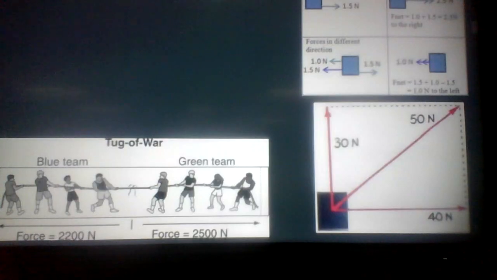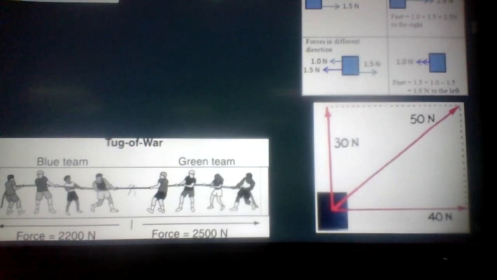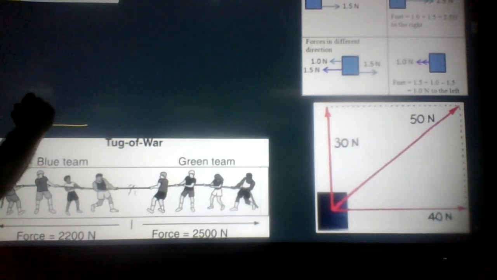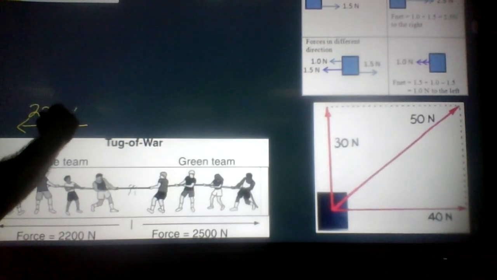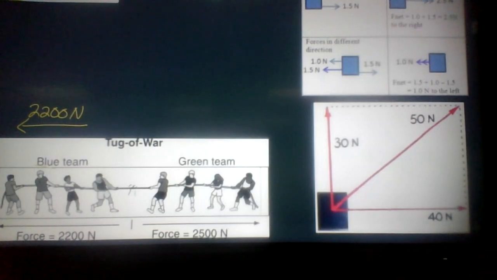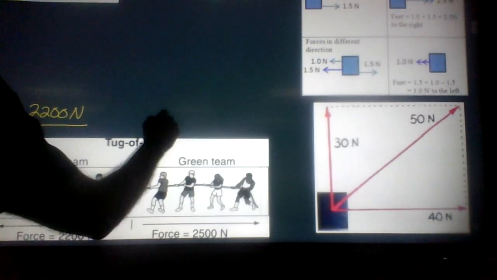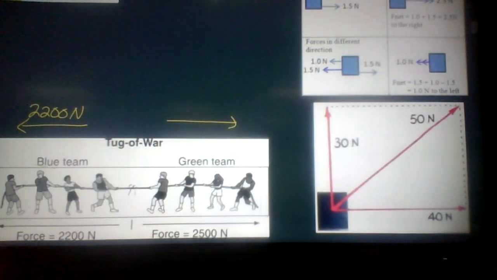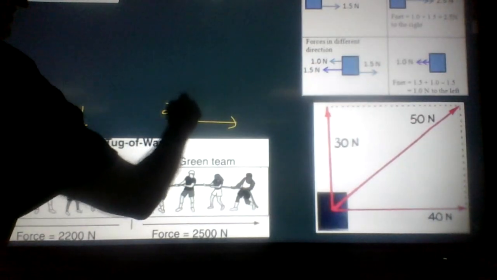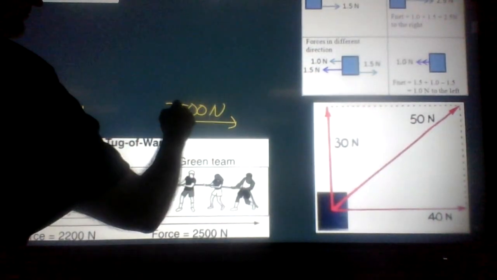Force vector diagrams. These will help us see what's going on. I'm going to start with the tug of war down here. You've got the two teams pulling. Now, hopefully you can see the numbers okay. The blue team on the left is pulling to the left. In case you can't see the numbers, I'll write that here, with 2,200 total newtons of force. The green team here on the right is pulling to the right at 2,500 newtons of force.